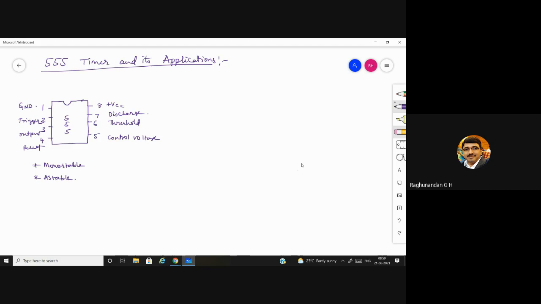This will be operating in the range of plus 5 volt to plus 18 volt. This is the voltage it is going to take, especially the plus VCC. And here it is going to have a control voltage and threshold. This is just to compare any given input and try to give the output.